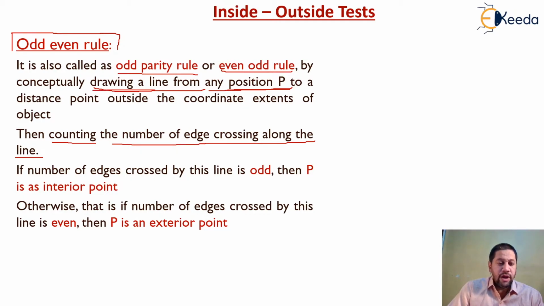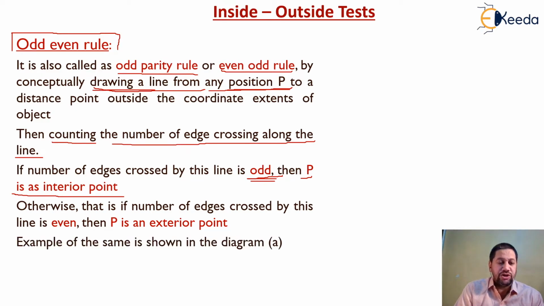If the number of edges crossed by this line is odd, see what I'm saying, the number of edges crossed by this line, and if I get that number is an odd value, meaning if I get the number 1, 3, 5, then it indicates the P is an interior point, or the P is inside. It is an inside region, then P is inside.